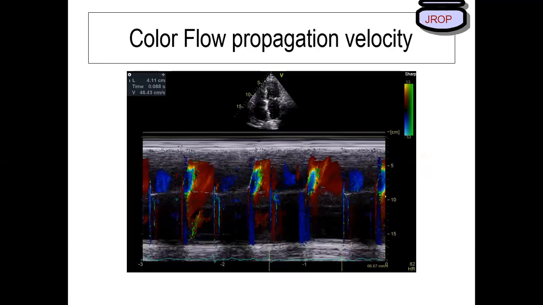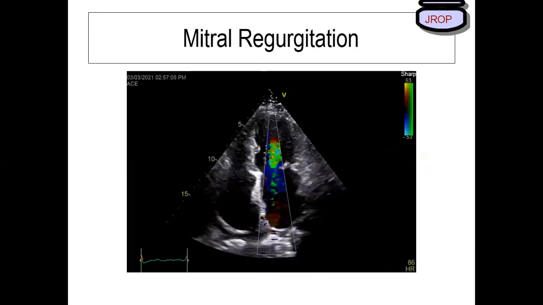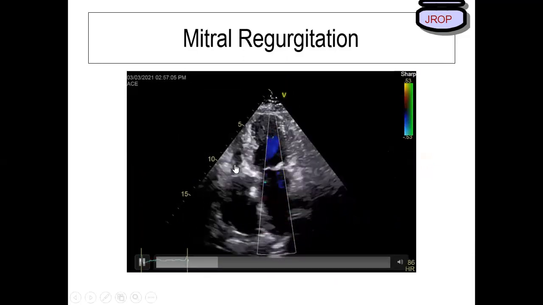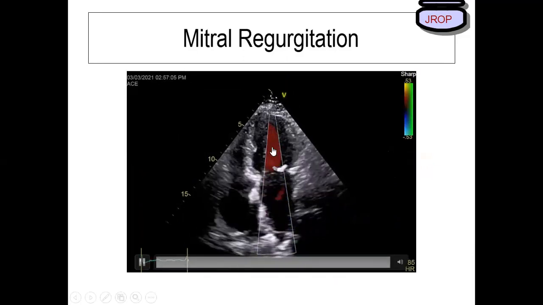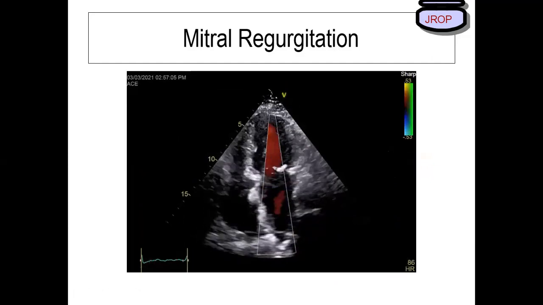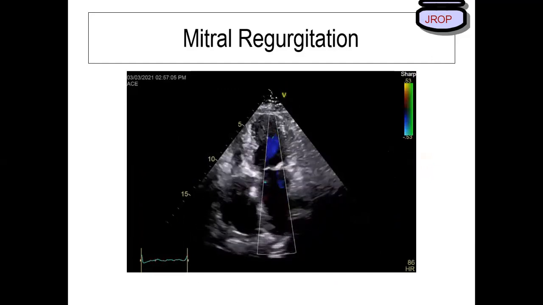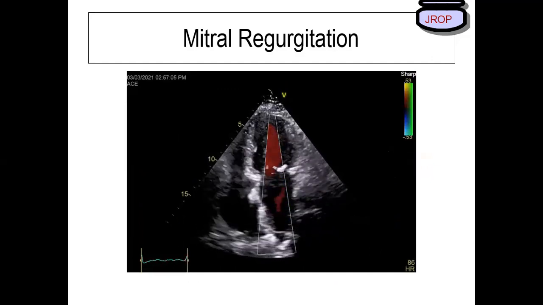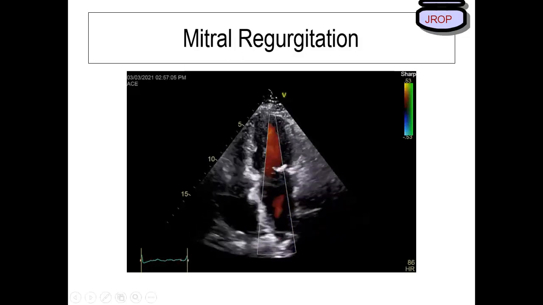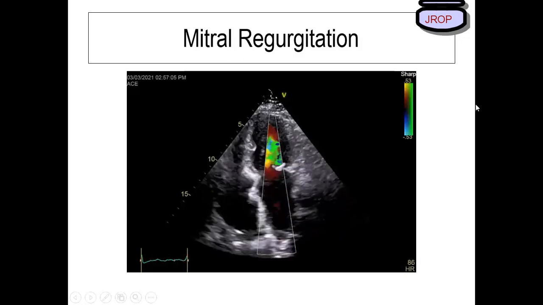So the answer to your question is, when we have a normal LV and RV in the presence of elevated filling pressures and dilated LA and RA, we consider them as restrictive cardiomyopathies. Question, Tushar? Yes, sir. Thank you, sir. Right question.